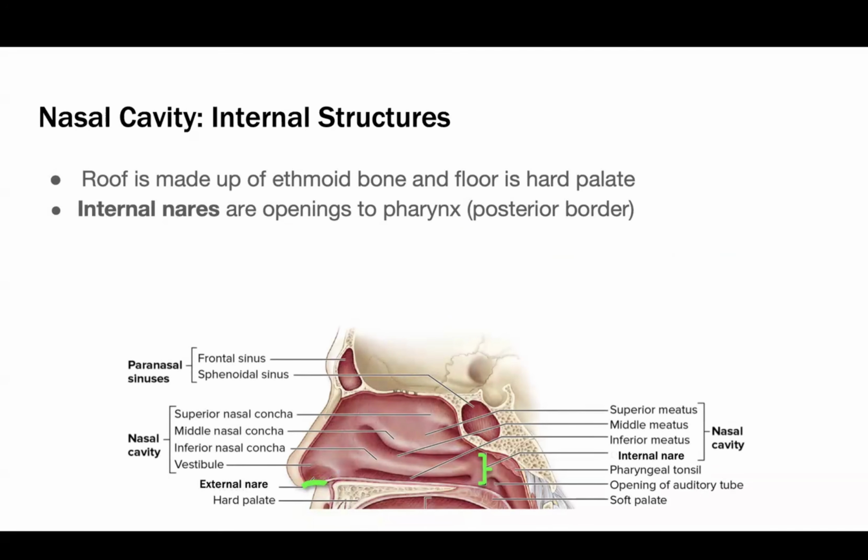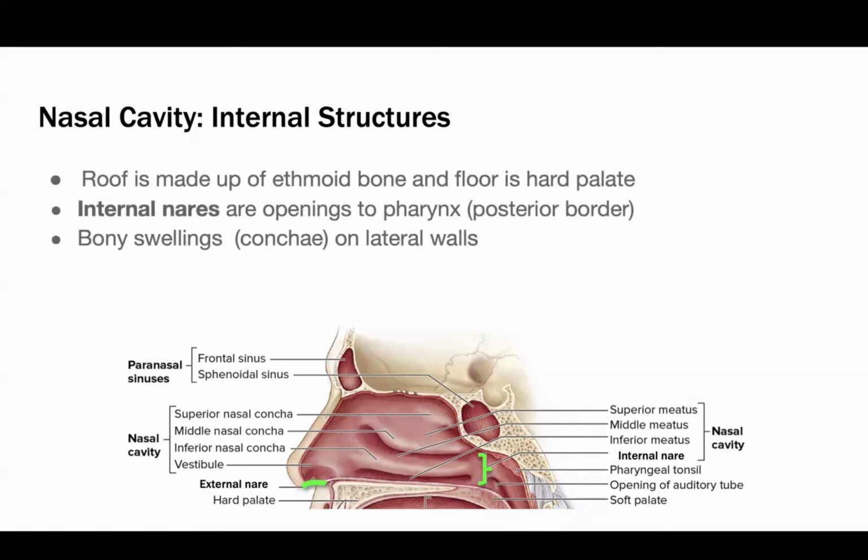Now, just like your external nares by the entry, the exit has a specific name. We're calling these the internal nares. Now, some textbooks might call this the choana. I'm just going to call it the internal nares. This is essentially a portal into the pharynx. Air is going to flow from the external nares, aka the nostrils, into the nasal vestibule, into your nasal cavity, and it's going to exit from the nasal cavity via the internal nares into your pharynx, the nasopharynx to be specific.